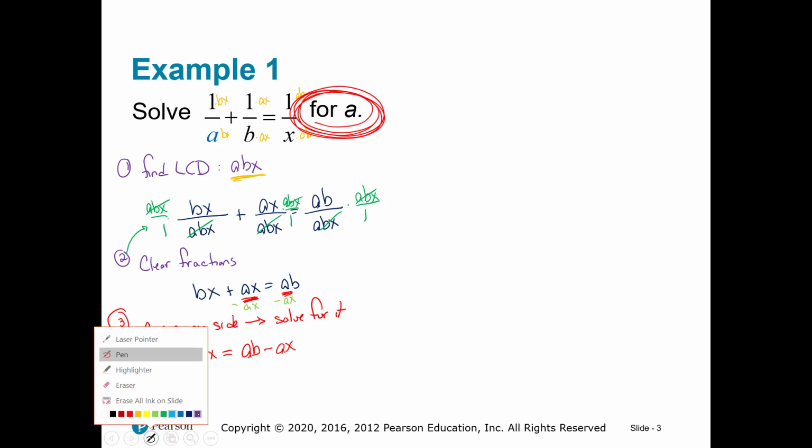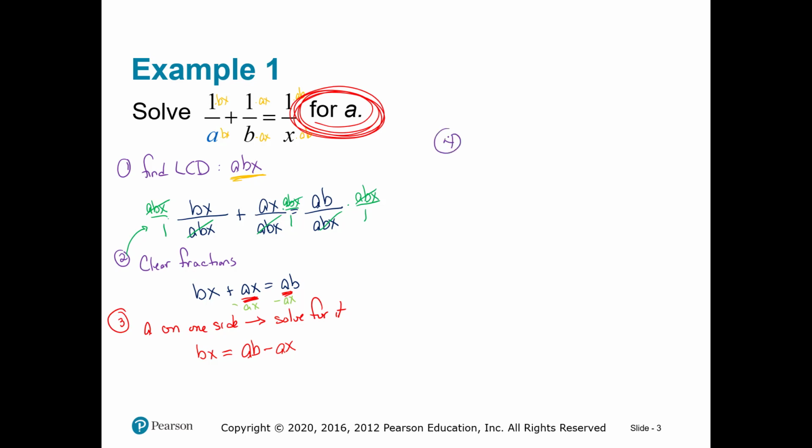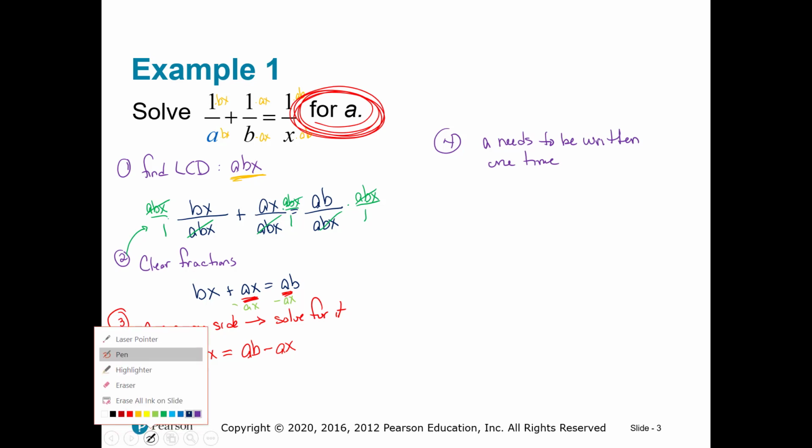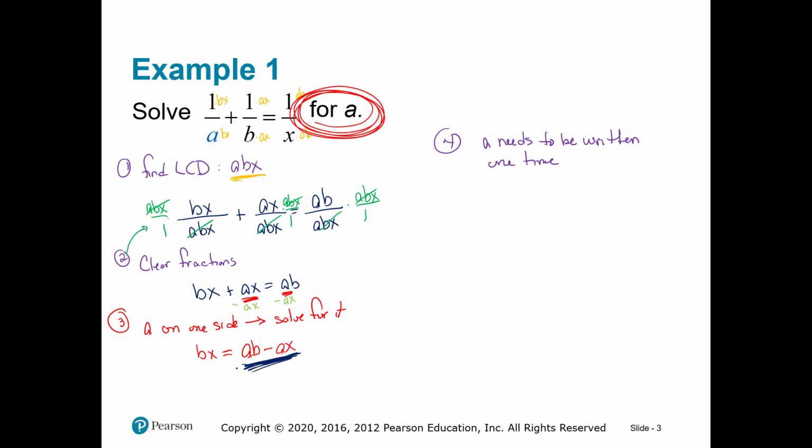Love it. Now, all my A's are on one side, but do you notice the A is written twice? A needs to be written one time. And you actually know how to do this. Remember, this AB minus AX looks like it was almost a distribution problem, like A got distributed to something. So if this looks like a distribution, then we have to go backwards. And backwards of distribution is, yeah, factor. Factor goes backwards.